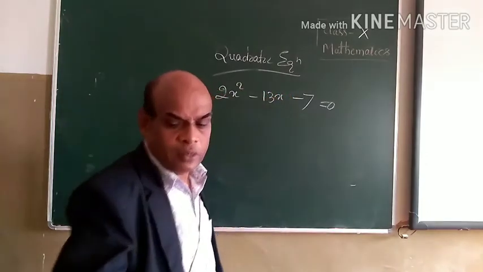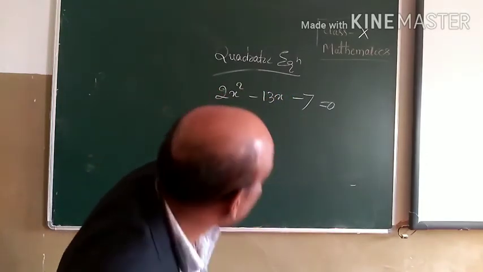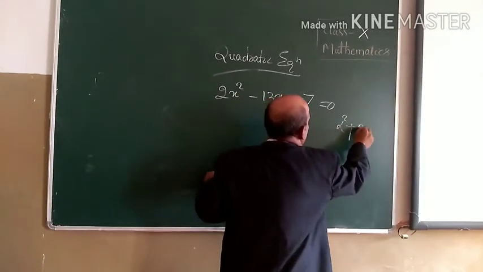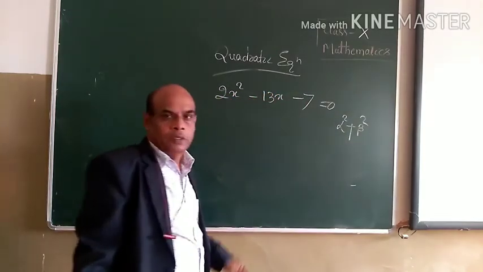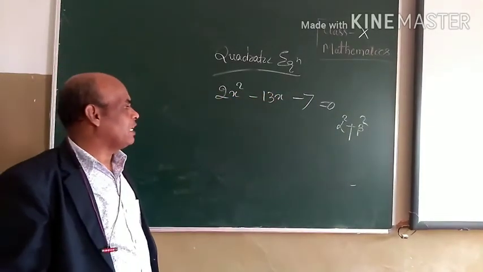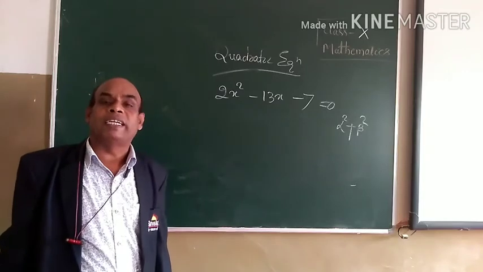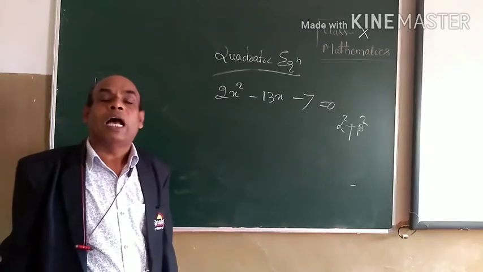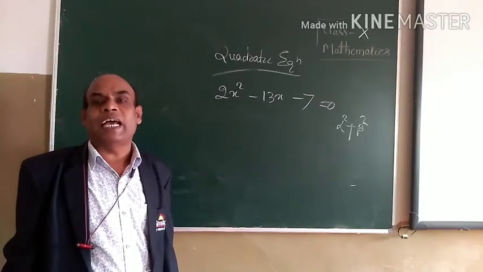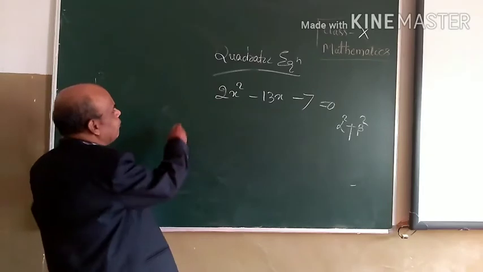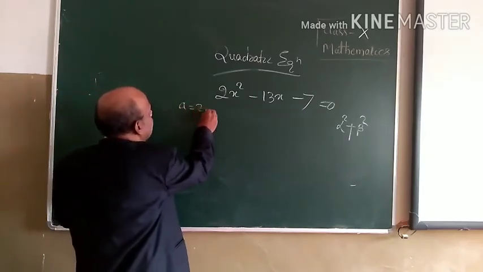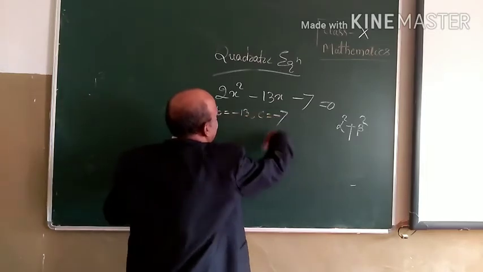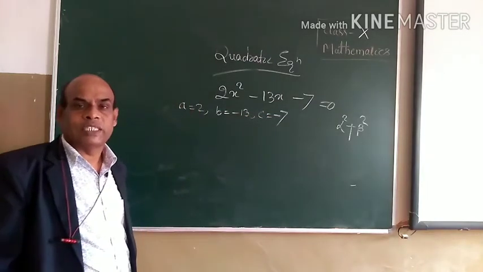Find alpha square plus beta square in this equation. Suppose the question is like this: 2x square minus 13x minus 7 is equal to 0. You have to find the value of alpha square plus beta square. So you will first write a is equal to 2, b is equal to minus 13, and c is equal to minus 7. First you have to identify these.